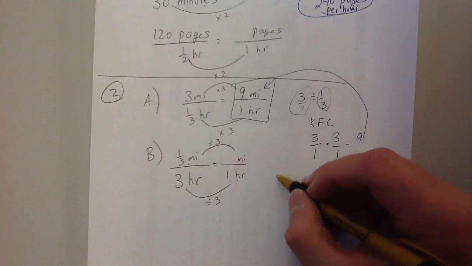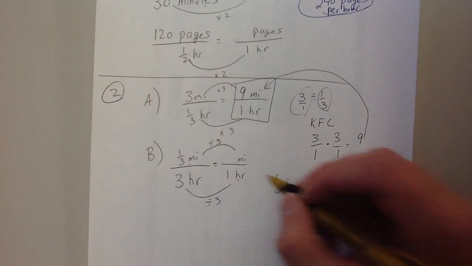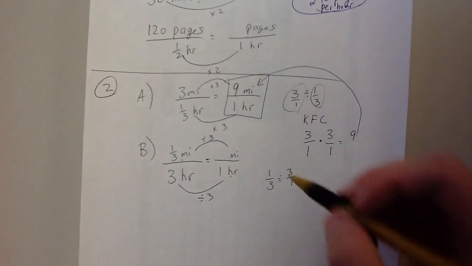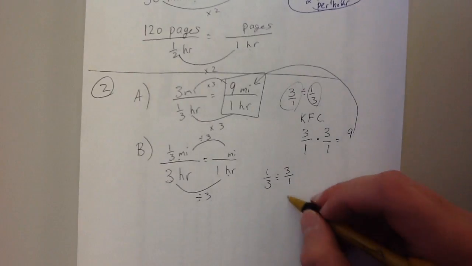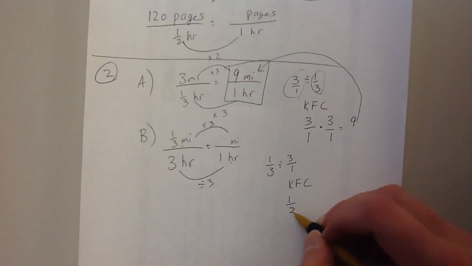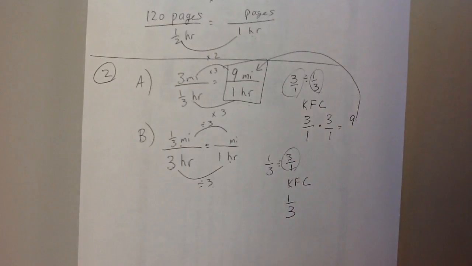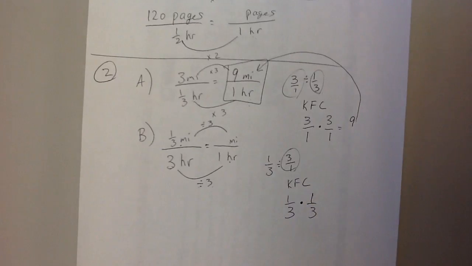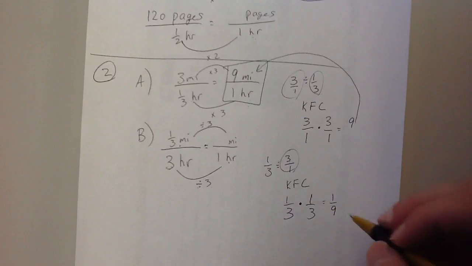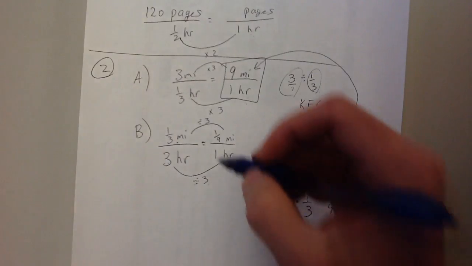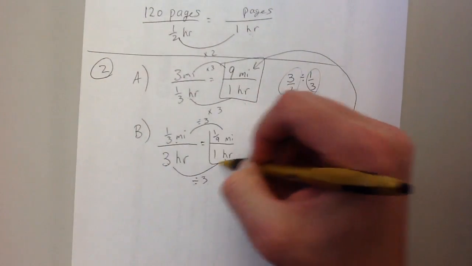So 1/3 divided by 3 gives me the number of miles per 1 hour. So I have 1/3 divided by 3. And I'll write 3 as 3 over 1 so that it's a fraction. So now I got to use KFC, right? Because I'm dividing fractions. KFC. So I keep the first one, 1/3. Flip. If I flip 3 over 1, it becomes 1 over 3. And then I see change to multiplication. So I have 1/3 times 1/3, which gives me 1/9. So I have 1/9 miles per hour. 1/9 miles per hour for B.